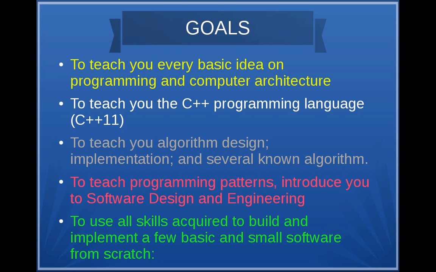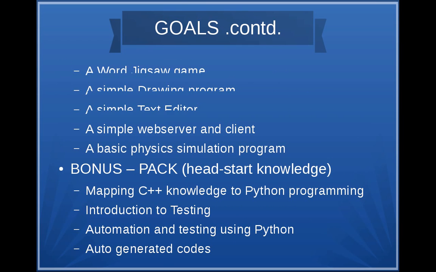Now we're going to use the skills from the first four goals that I've mentioned so far to build and implement a few basic and small software from scratch. Those goals include a word jigsaw game, a simple drawing program, a simple text editor, and a simple web server and client. Wow, I love this fourth one. Then a basic physics simulation program. We're going to use math theory and math knowledge that you've had in your high school. I'm going to assume that you have some high school knowledge of maths, even if you're a high school student.